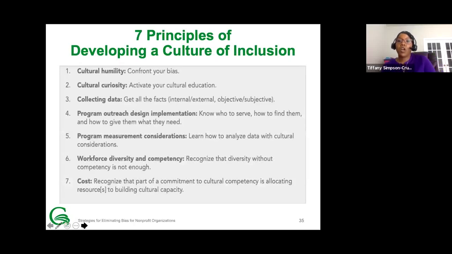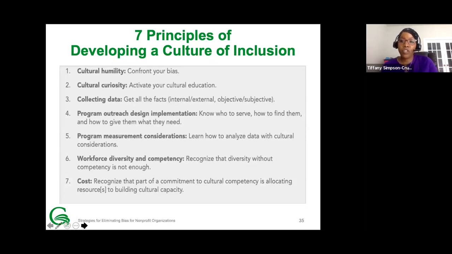So we're going to talk about the 7 principles for developing a culture of inclusion. This is your foundational work. So we've spent a good bit of time around numbers 1 and 2, which is cultural humility, cultural curiosity, activating your education around other cultures, and collecting data.